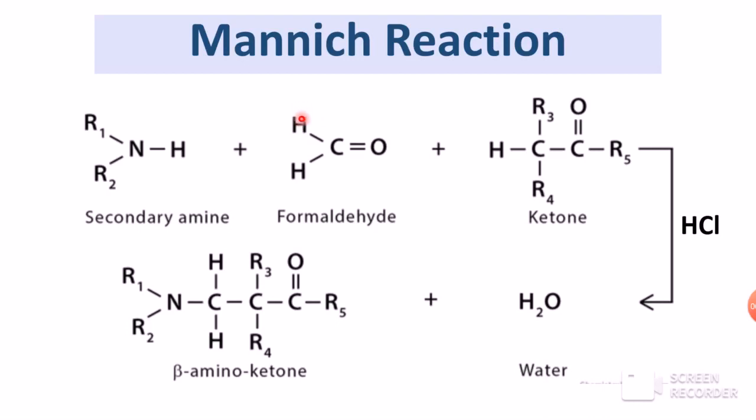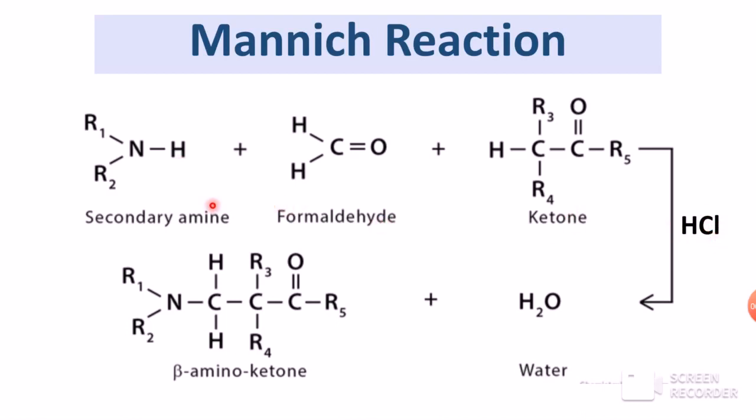In the case of formaldehyde, the remaining part is CH2 only. This is the CH2, and here the remaining part is everything except this hydrogen. Only the joining, or condensation, of the remaining parts takes place. Only water is removed, and the water comes from one hydrogen from the ketone, one oxygen atom from the formaldehyde, and one hydrogen atom from the secondary amine. This reaction takes place in the presence of concentrated HCl.